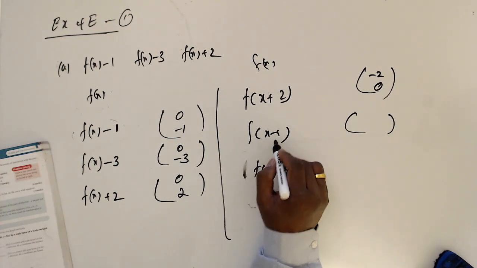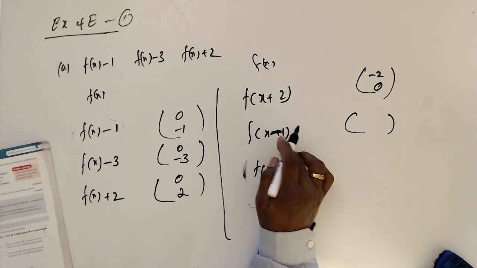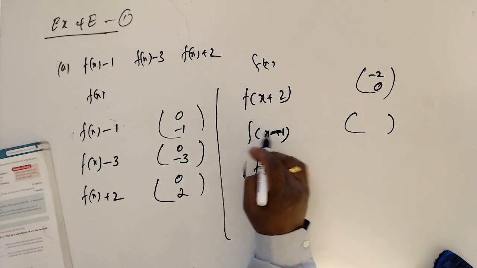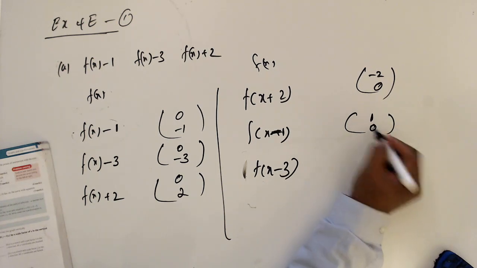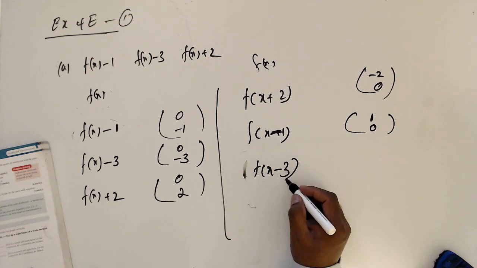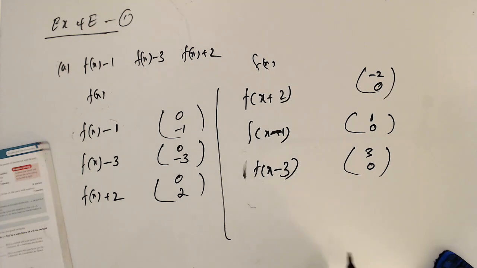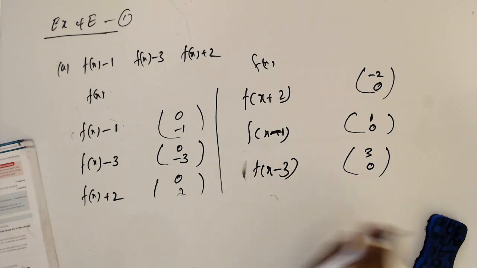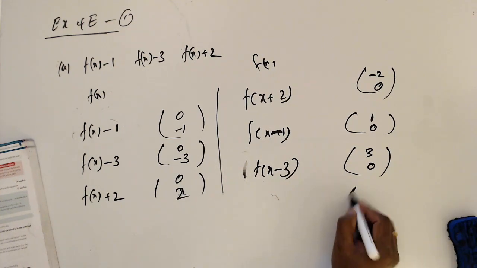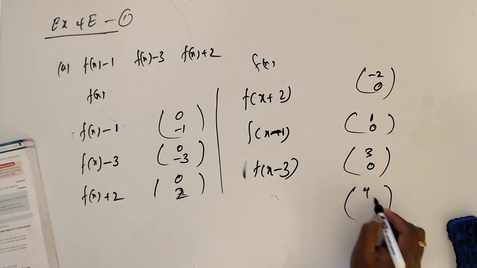And you know that this one, minus 1, means we want to shift this curve along the x-axis to the right side by 1 unit. This is (1, 0), right? So this is a shift of (3, 0). Now, what is this one? (4, 0).